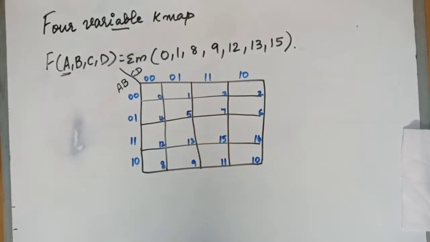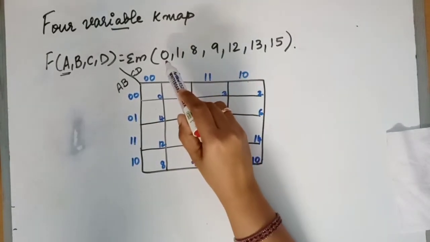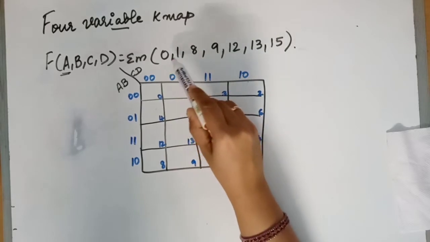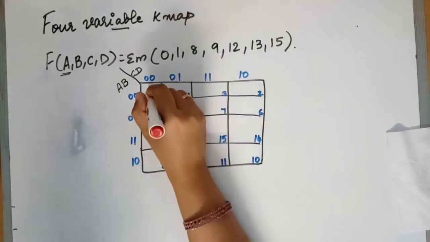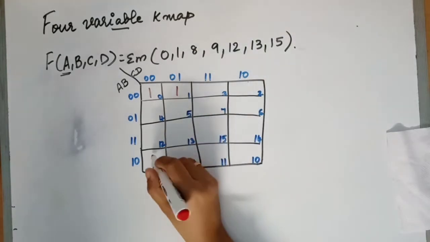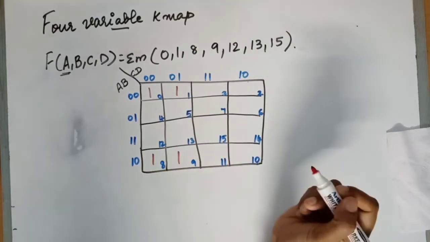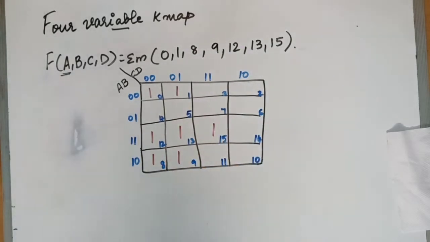Now, we will mark a 1 for each of these cells. So 0 you'll mark a 1, 1 you'll mark a 1, 8 you'll mark a 1, 9 you'll mark a 1, 12, 13 and 15. So according to the question, this is how you mark the values.